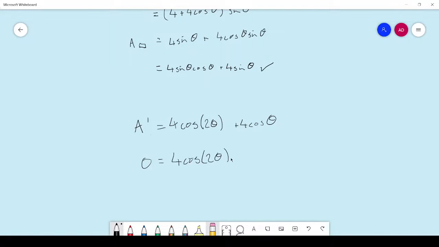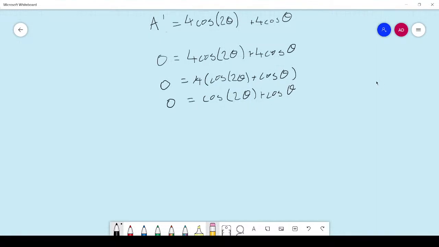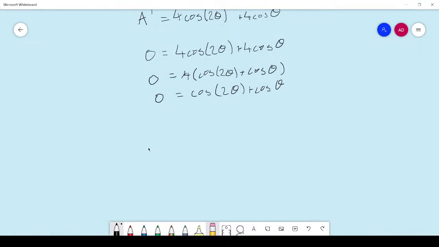4 cos 2 theta plus 4 cos theta. Let's factor a 4 out the front. Might clean things up a bit. Right, so we just took the 4 out the front. Divide both sides by 4. So this would cancel out, and 0 divided by 4 is still 0. So we end up with 0 equals cos 2 theta plus cos theta. And then we can take this to the other side. So negative cos theta equals cos 2 theta.